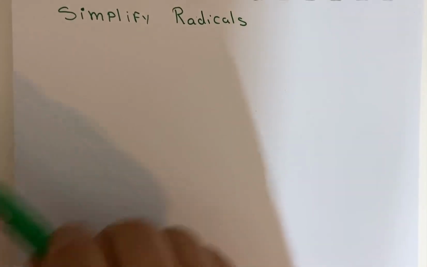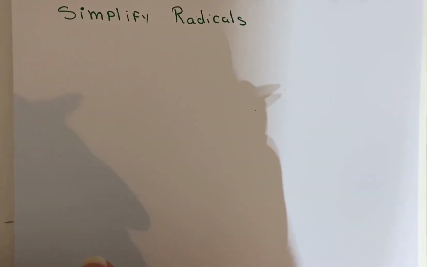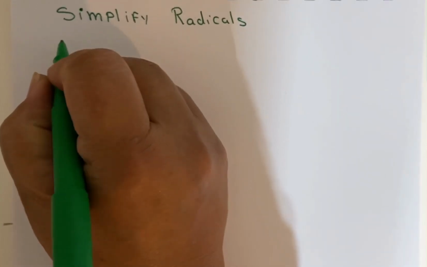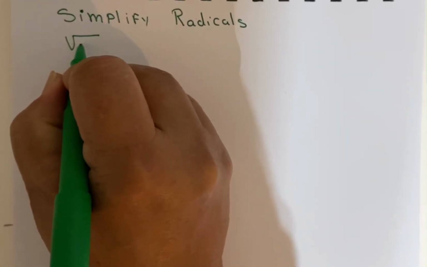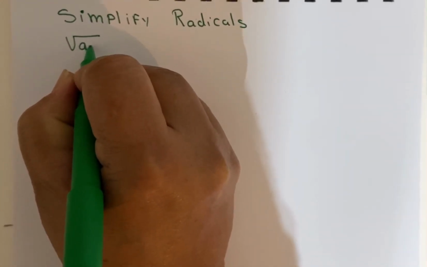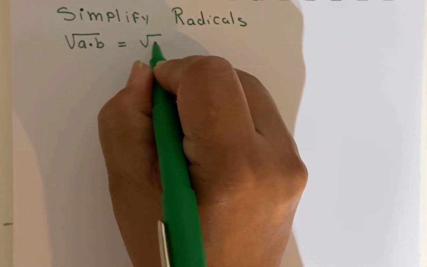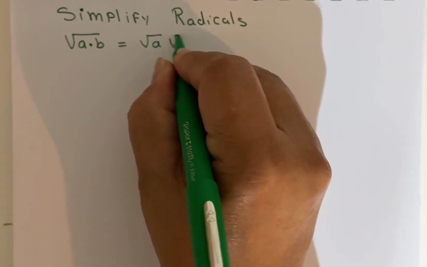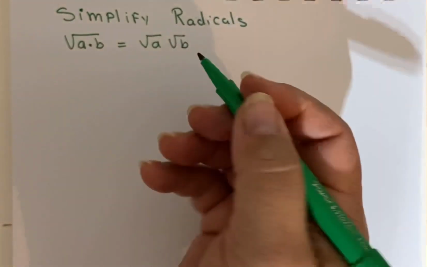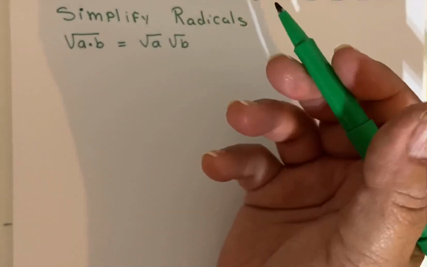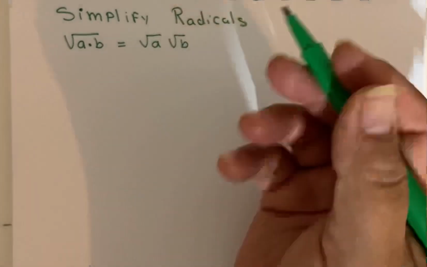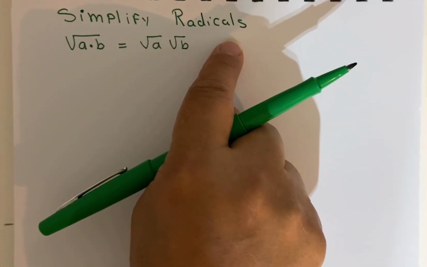Simplification of radicals. We're going to simplify some radicals. First, we're going to go over this property: the square root of A times B is the same thing as the square root of A times the square root of B. This property is very useful for most problems when it comes to the simplification of radicals.